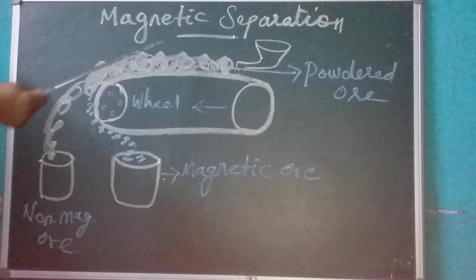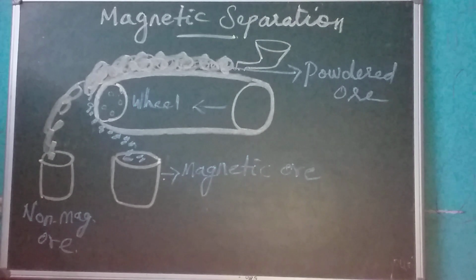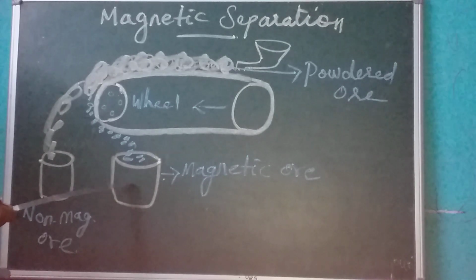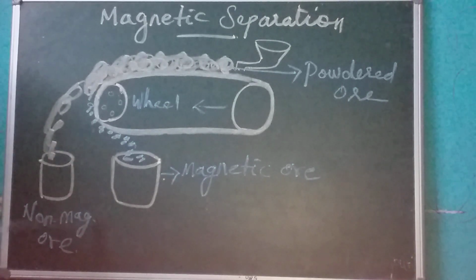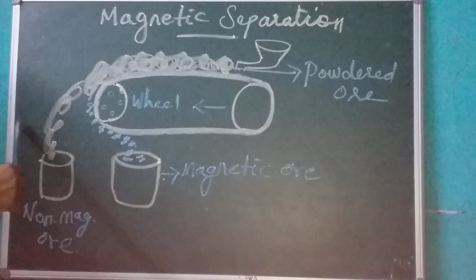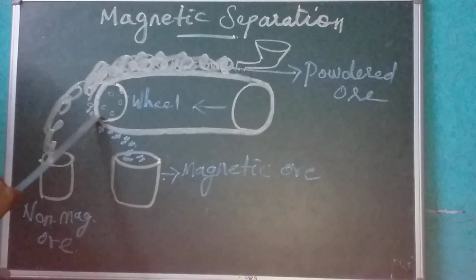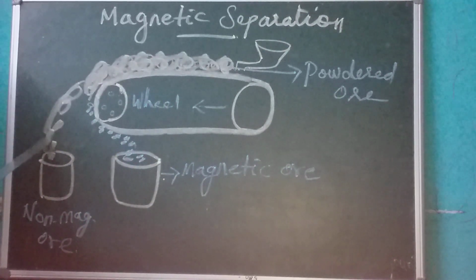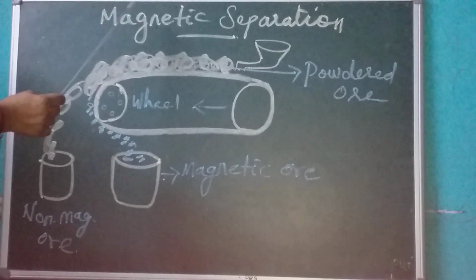The crushed ore is poured to an electromagnetic separator consisting of a belt moving over two rollers, of which one is magnetic. The magnetic part of the ore is attracted towards the magnet and falls as a heap close to the magnetic region, while the non-magnetic part falls away from this. So we can easily separate the magnetic ore from the non-magnetic ore. These two wheels are made up of a magnet, and those substances which are easily attracted by the magnet are collected in this vessel, and those not attracted are collected in the non-magnetic one. By this method we can easily separate the ores which are easily attracted by the magnet.